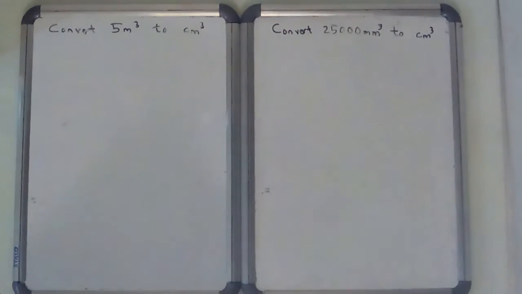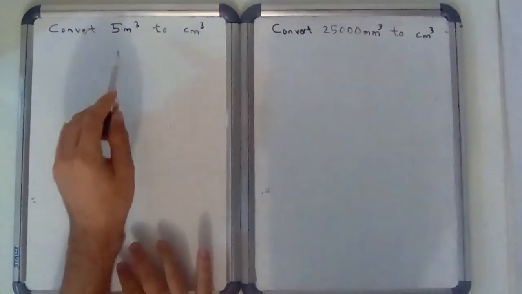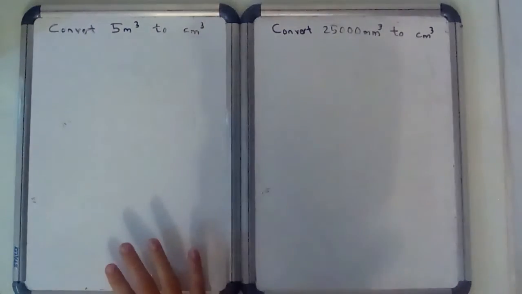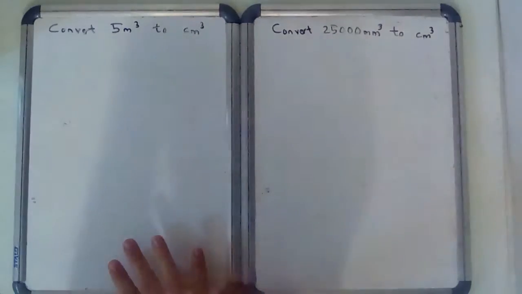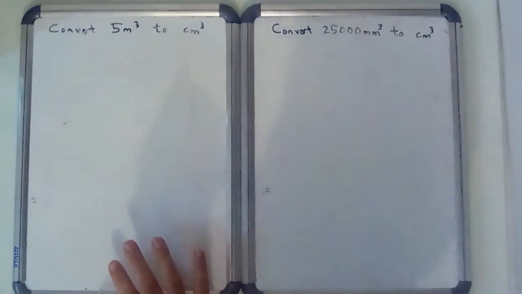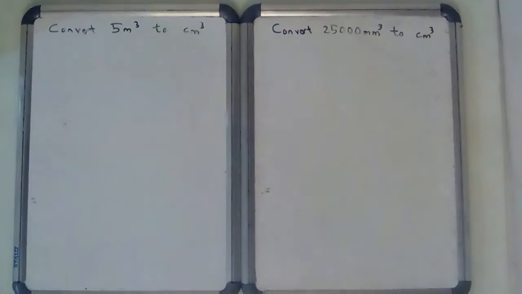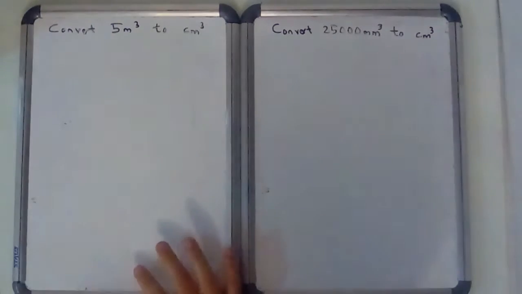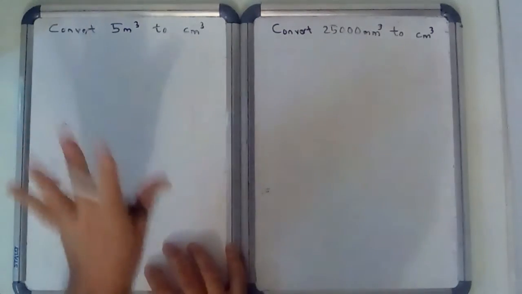Okay, I'm just going to do a couple of quick volume conversion examples. First one, we need to convert 5 meters cubed, or 5 cubic meters, as you sometimes call it in the exam paper, to centimeters cubed. I'm going to do it exactly the same way I did for the length conversion and the area conversion, or at least I'm going to start in the same way. I'm going to write down what we know.